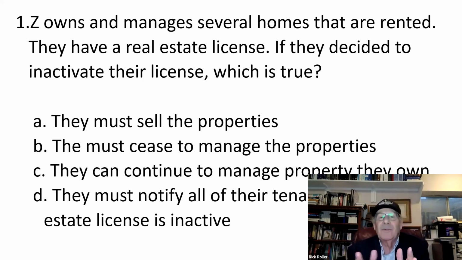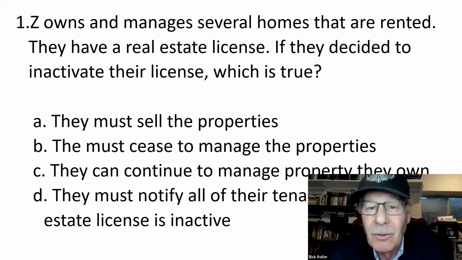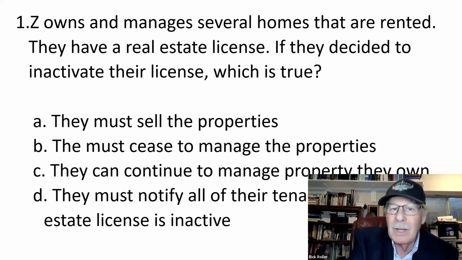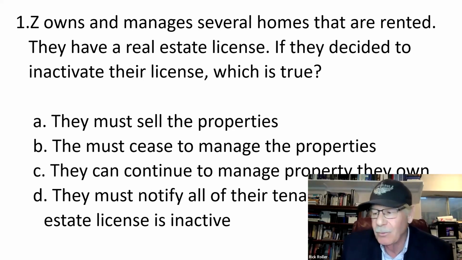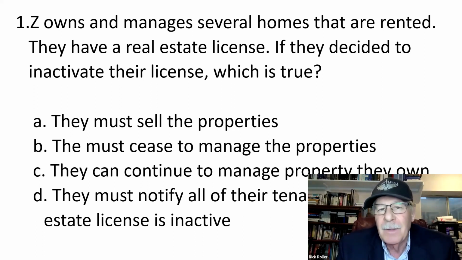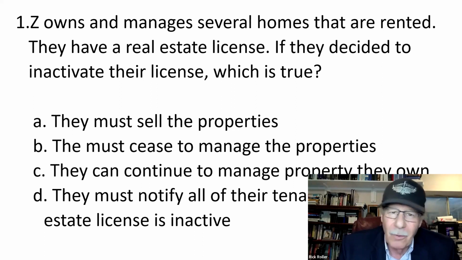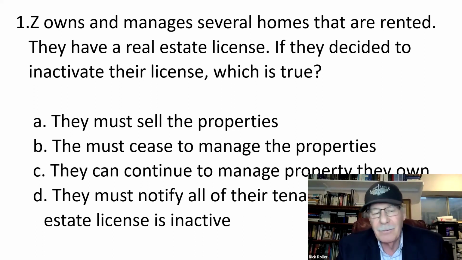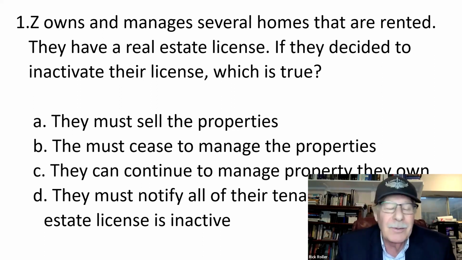Now, what I suggest you do on all these questions is you read the stem twice. That's the main question, which we've already done, before you look at the answers. And you try to figure out what it is that you're trying to go for. And then when you get the answers, they won't be so mysterious, and hopefully they won't lead you in the wrong direction. Let's look at them. A, they must sell the properties.